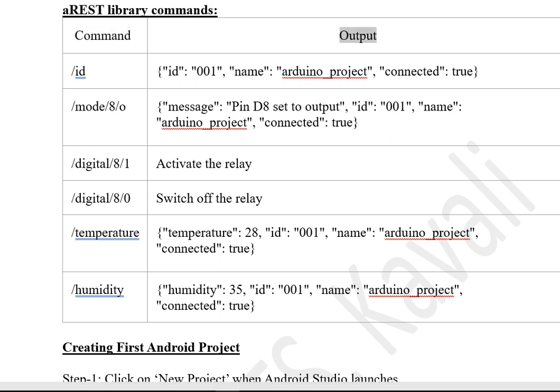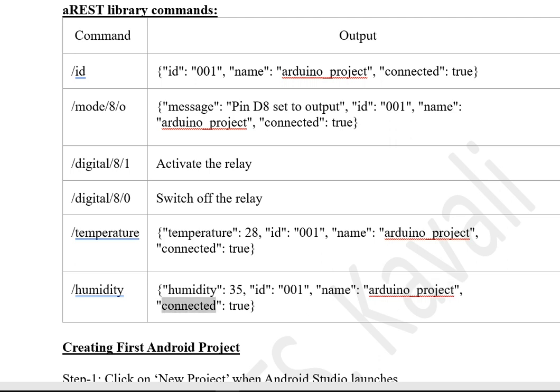aREST library commands. Command, output. ID: ID 001, name Arduino_project, connected true. mode/8/o: message, pin D8 set to output, ID 001, name Arduino_project, connected true. digital/8/1: activate the relay. digital/8/0: switch off the relay. temperature: temperature 28, ID 001, name Arduino_project, connected true. humidity: humidity 35, ID 001, name Arduino_project, connected true.